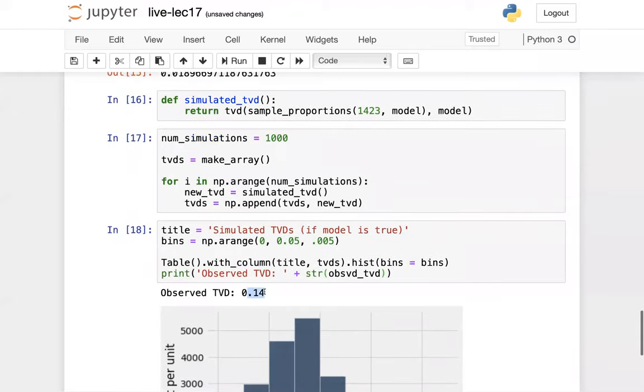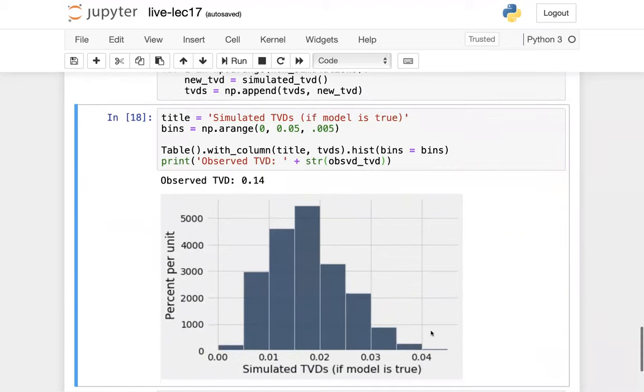All right, so the observed TVD was 0.14, remember. That's how different our actual jury panel was from the eligible population. And then down here, we're plotting a histogram of simulating a jury panel from the eligible population, just chosen at random. If we chose them at random, this is the distribution we get. Sometimes the TVD is really low, sometimes it is large, but it never really gets much larger than about 0.045. So no matter how many times we randomly created a jury panel, just randomly picking 1,423 people, we never got a panel that was as different from the eligible population as about 0.045.